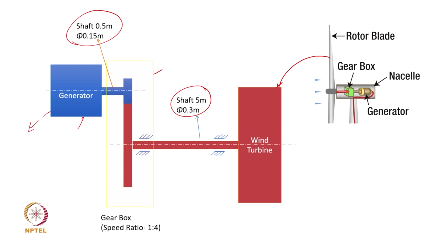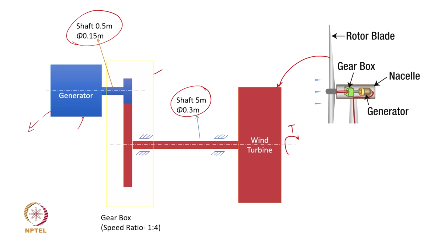Okay. Now, because there will be varying torque as an input to the wind turbine, the wind load is going to be fluctuating, there will be torque fluctuations, and that would set up this entire system into torsional vibrations. Now, with this let us look at how many degrees of freedom this system will typically have.